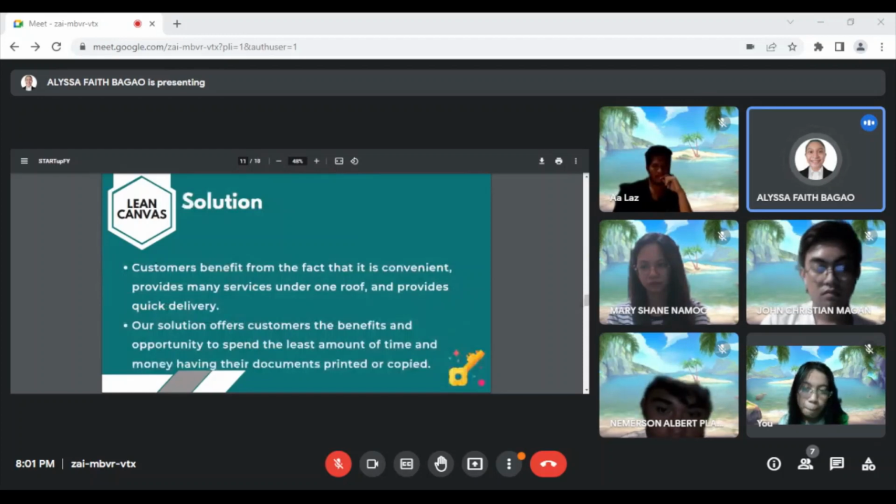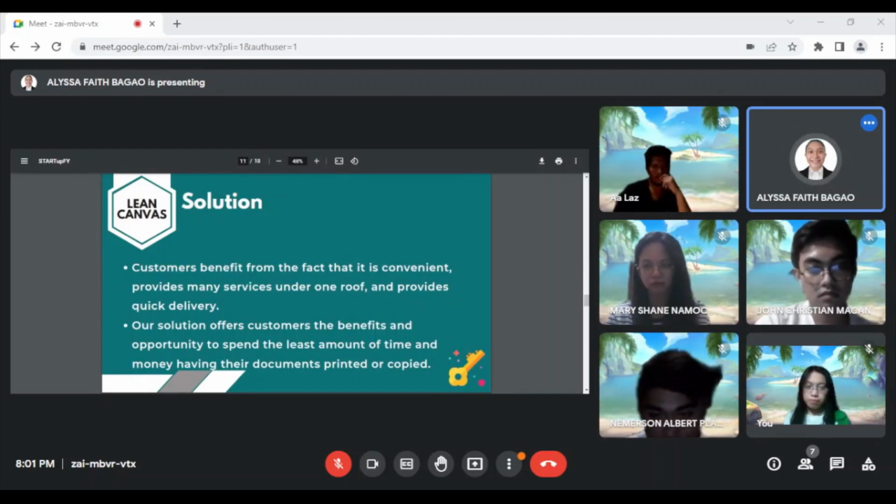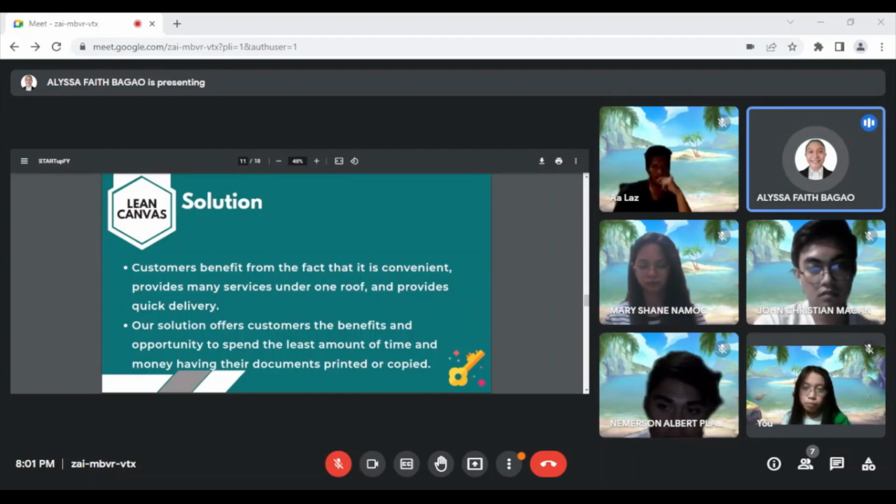As for the solution, Startupfy offers a new type of service that can help customers reduce their printing problems by directly contacting the printing shop owner to process the customer's document and send the file via social media or email. Customers benefit from the fact that it is convenient, provides many services under one roof, and provides quick delivery.